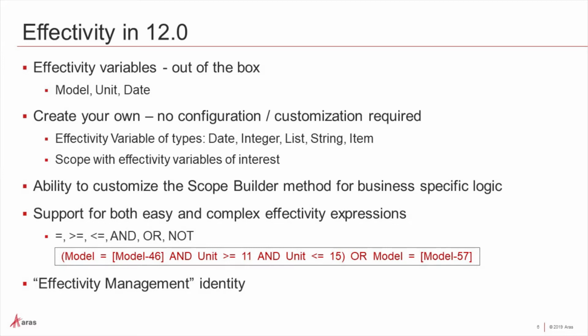This identity can create scopes, can create additional variables, and is responsible for setting up effectivity within the bill of material structures. Administrators are included in the effectivity management identity out of the box. You can just add other group identities or user identities so they are ready to use effectivity management. Everybody else has view-only access to this data.